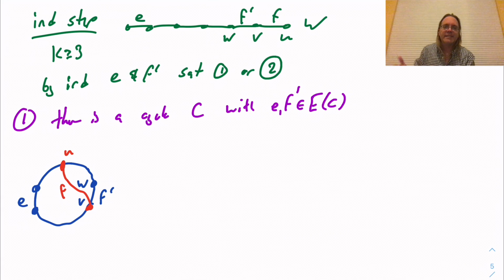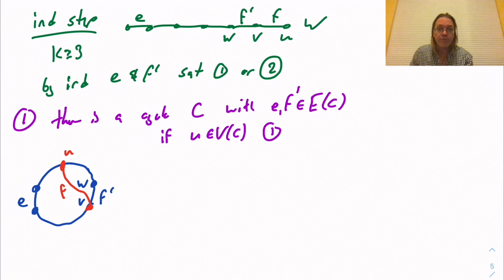Some of these cases can be very efficiently wrapped up without singling them out, but I feel like it's easier maybe just to take a moment and talk this through just so you see how things work. I think in the write-up I'm being a little bit more efficient, but I'll just comment, if the vertex U is in V of C, then in fact there is a cycle containing E and F, and we're done.